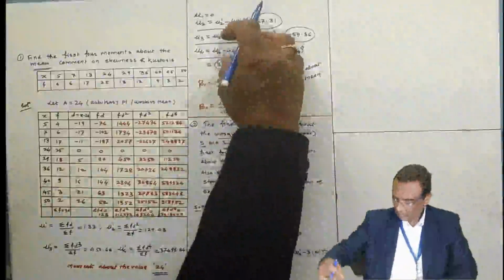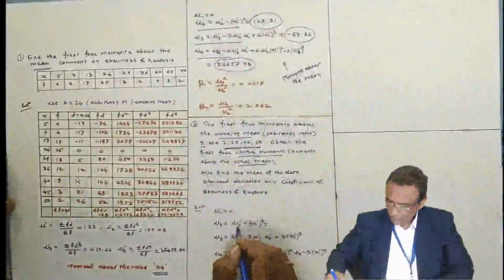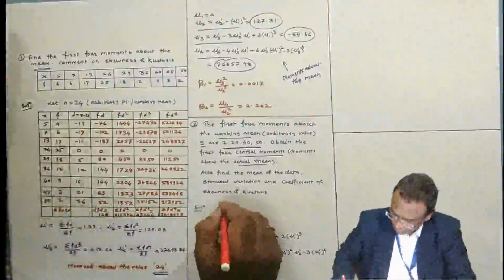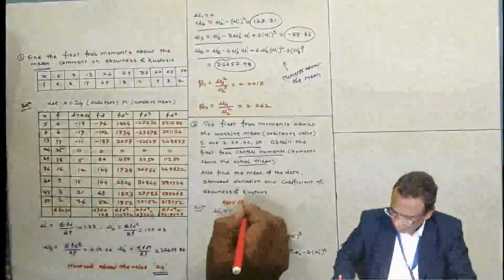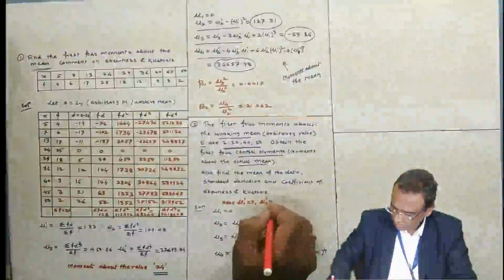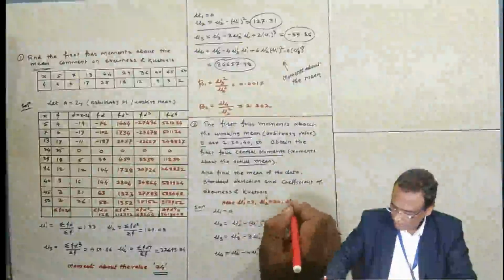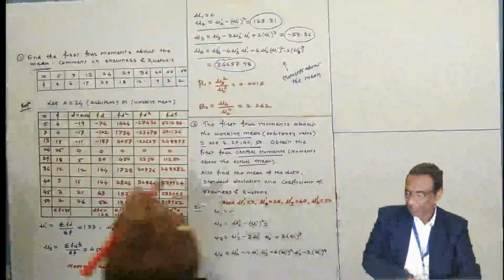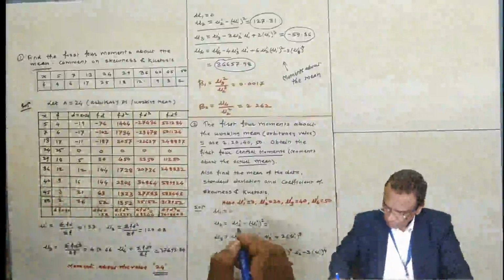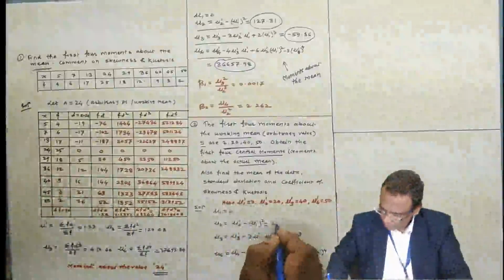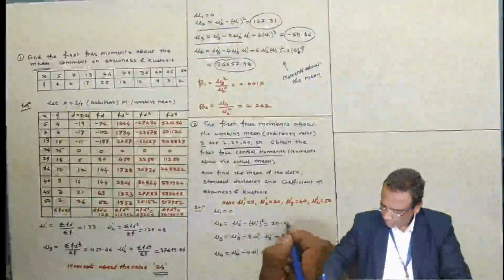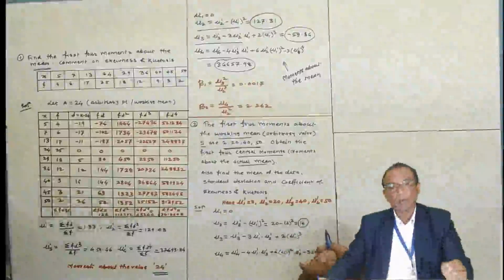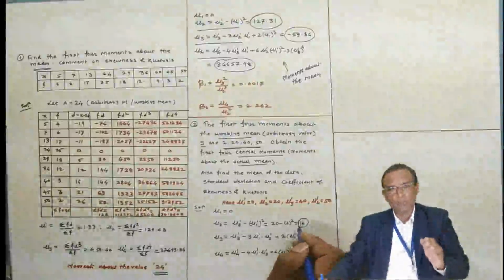This formula I have copied down here. Mu1 is always 0. What is mu2 dash? Here, mu1 dash is 2, mu2 dash is 20, mu3 dash is 40, and mu4 dash is 50. Now mu2 is mu2 dash minus mu1 dash square: 20 minus 2 square. 20 minus 4 is 16. 16 is the second moment about the mean.